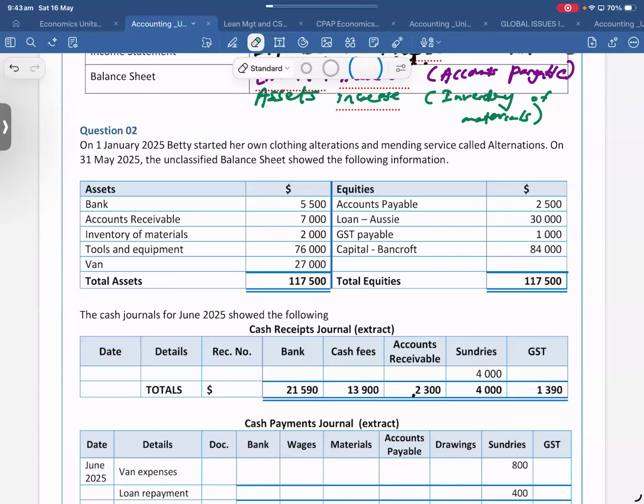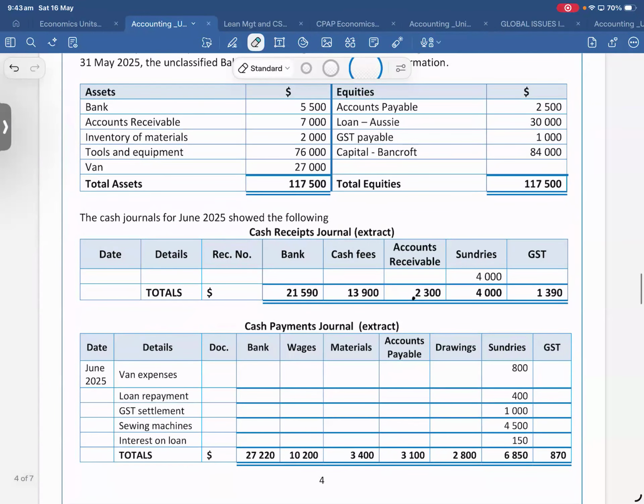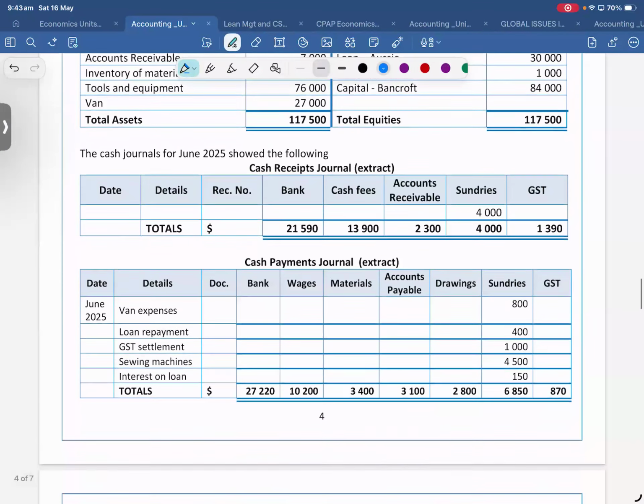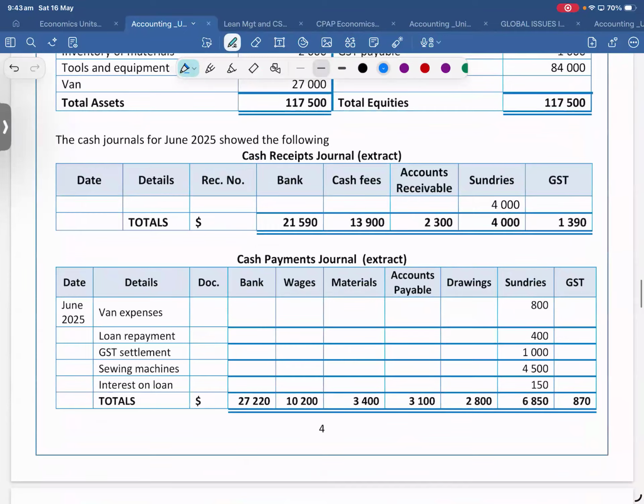Yep. So we did up to cash receipt channel. Let's start with the cash payments channel. As I was doing last week, we'll do everything together. Now we'll start with the wages in the cash payments.